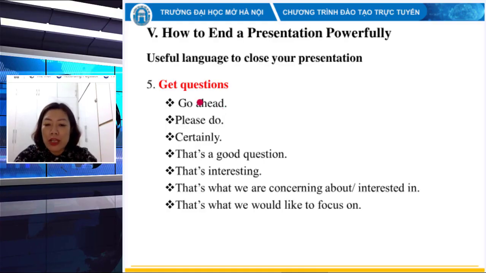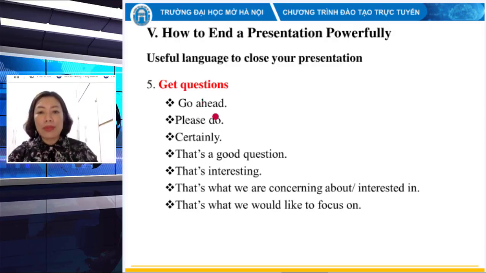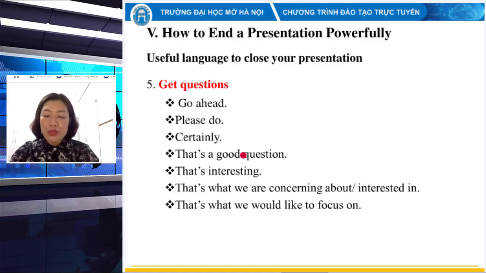After hearing the questions, you should give comments on that question by saying that that's a good question. That's interesting. Or that's what we are concerned about. Or that's what I would like to focus on. Yeah. So it means that is a very useful question, and that is also the question you want to clarify.